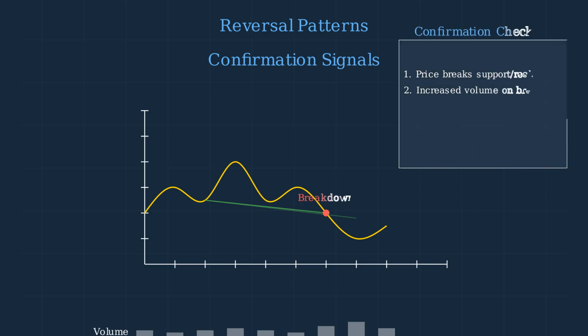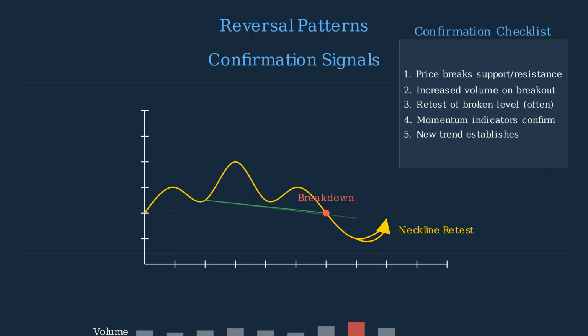The first confirmation signal is a decisive price break through a key support or resistance level. This break should occur with increased trading volume, showing strong conviction in the new direction. Often, price will retest the broken level. In a head and shoulders pattern, for example, price might return to test the neckline from the other side before continuing in the new trend direction.